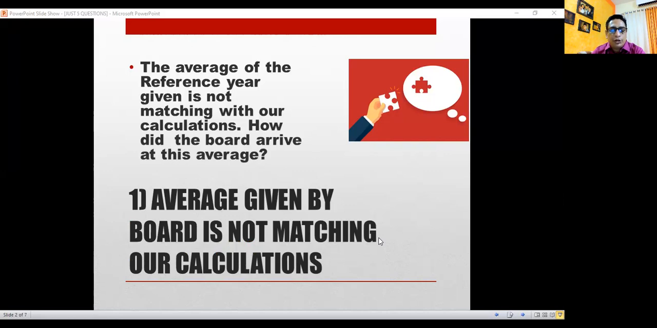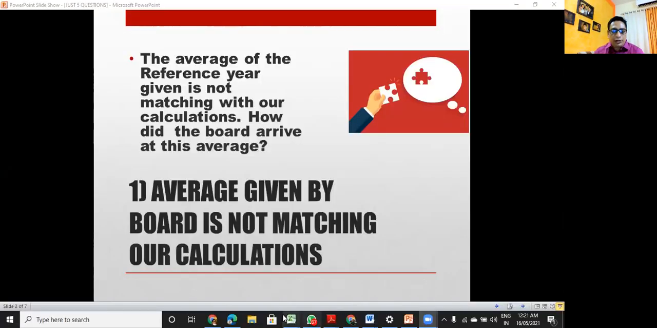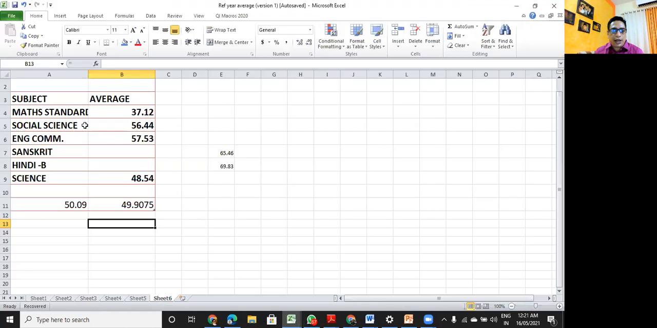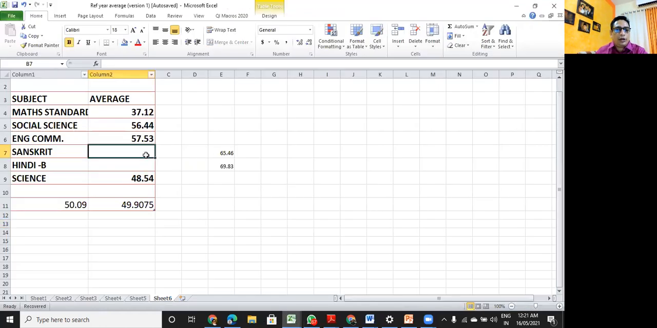We are not being able to reach or arrive at the reference year's mean, taking into account all the subjects of that particular year. So what I'll do is I'll share the calculation that I did. I'll show that calculation to you. See, these are the scores of one school. I'll quickly fill it up so that I'll show you what I actually did.